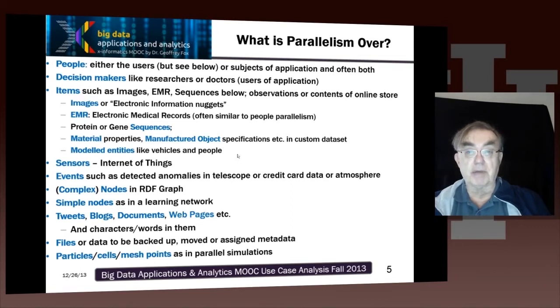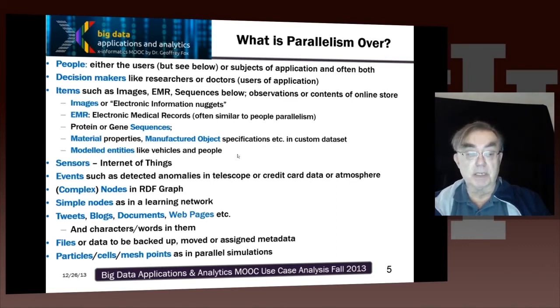Another area where parallelism is seen is over the members of the Internet of Things, where they're meant to be by 2020, various estimates, at least over 50 billion things sitting there. So that's a pretty large number.